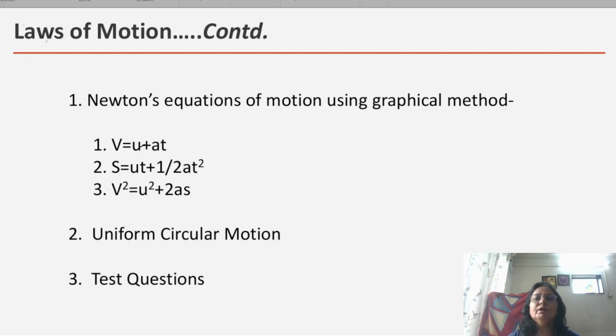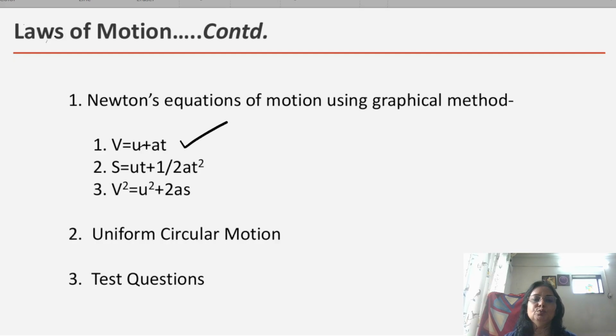Hello students, today we are going to cover the following three topics in laws of motion. Newton's equations of motion. We are going to use graphs. So using the graphical method, there are three equations of motion.